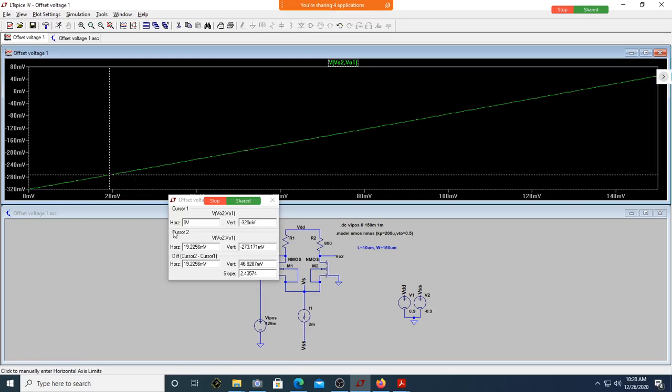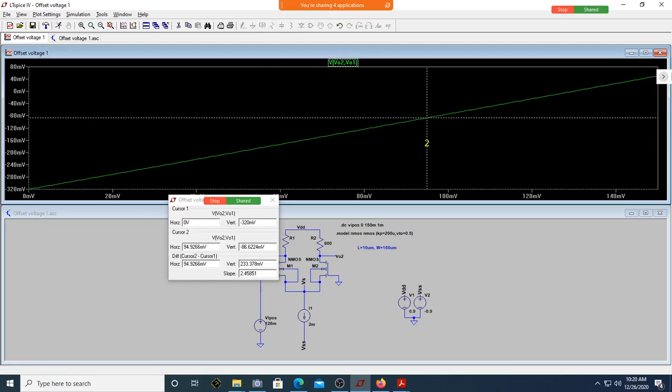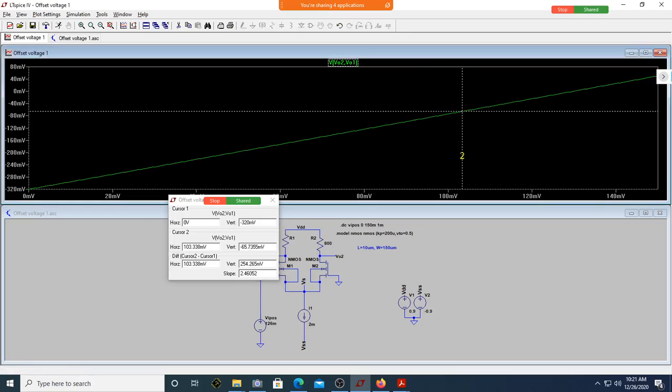Output offset voltage is reducing. When you applied 19 millivolt as your input offset voltage, it has reduced from minus 320 to this. If you are increasing, you can see your output offset voltage keeps reducing. At some point it will become 0. This should become 0. Can you see that it is becoming 0 at some point?